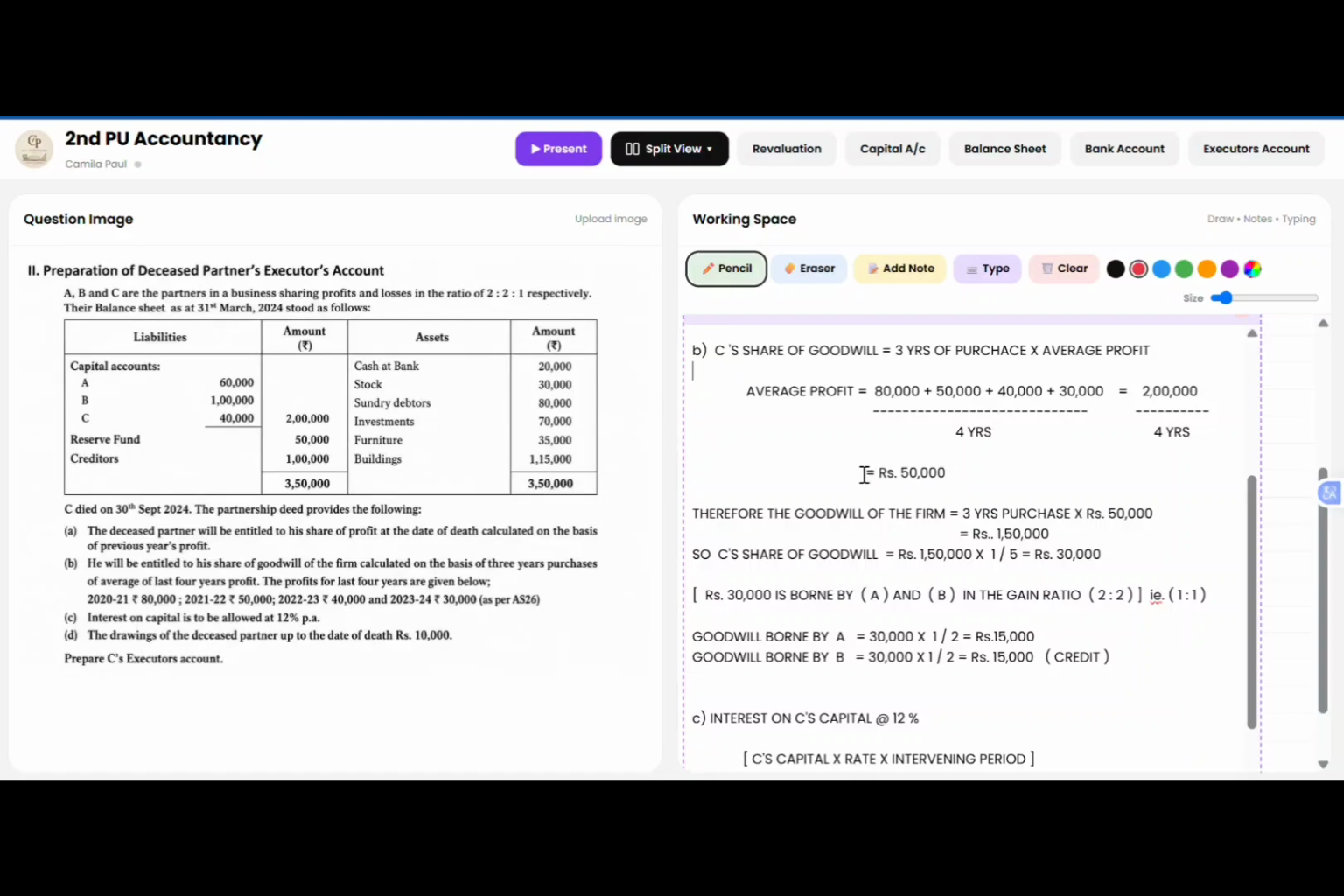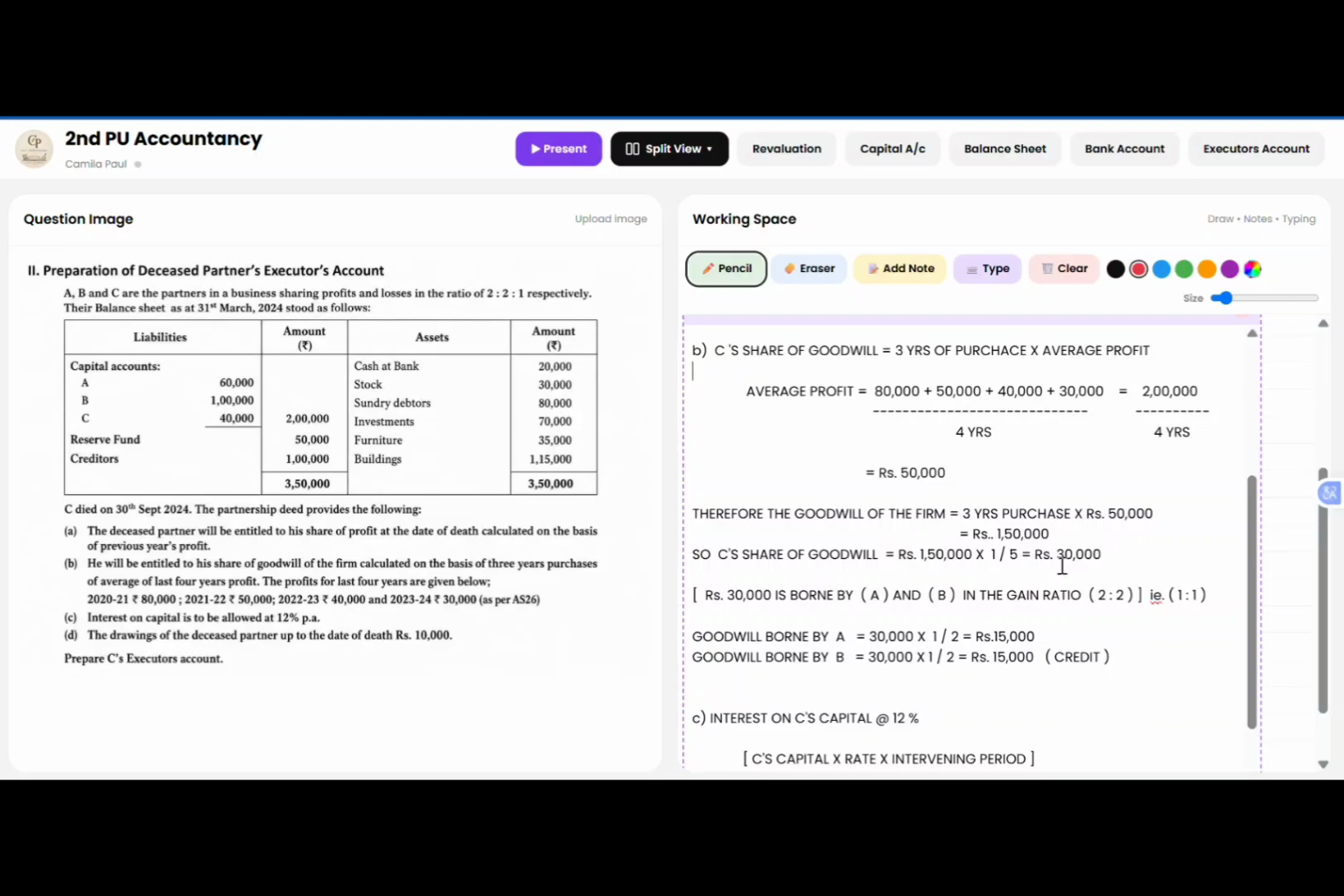Now this average profit should be multiplied by 3 years purchase. So therefore, the goodwill of the firm will be 3 years purchase into the 50,000. That is the average profit. We will get 1,50,000. This is the total goodwill of the firm. But here we have to take only the deceased partner's share of goodwill. So C's share of goodwill will be 1,50,000 into 1 by 5. That is his or her share, which will be rupees 30,000.